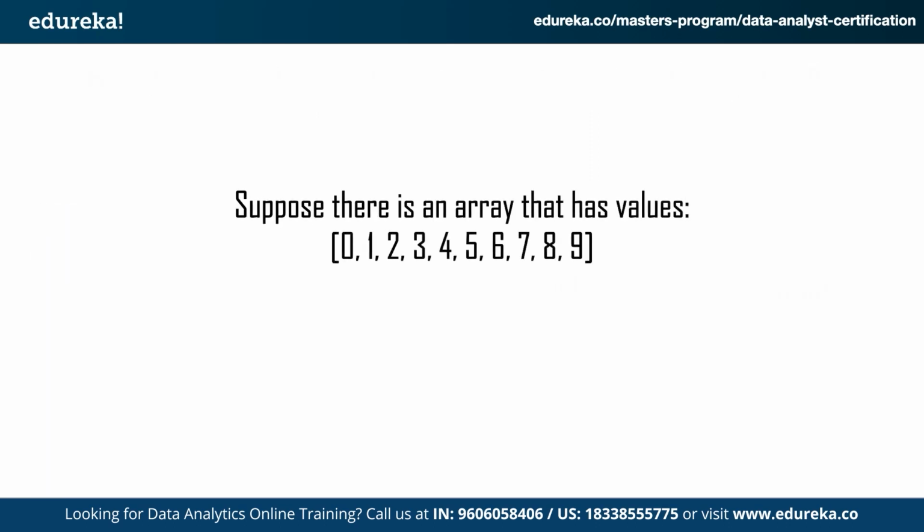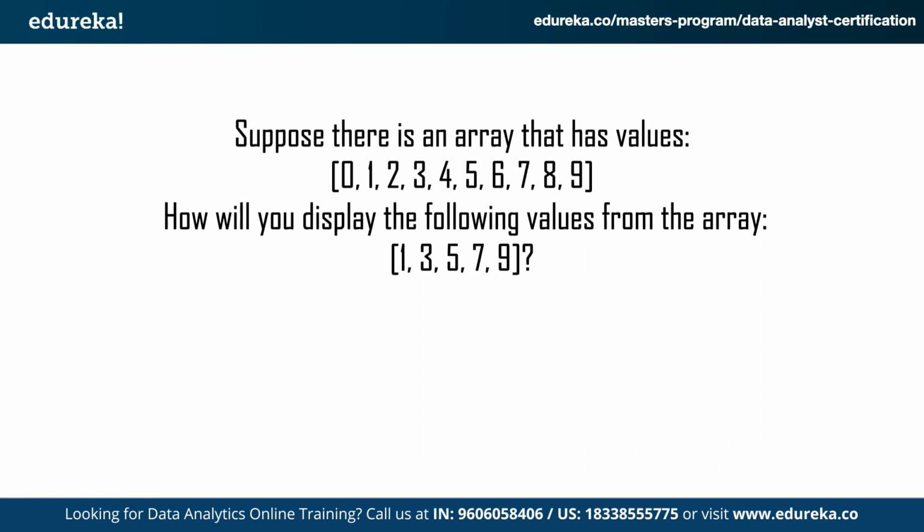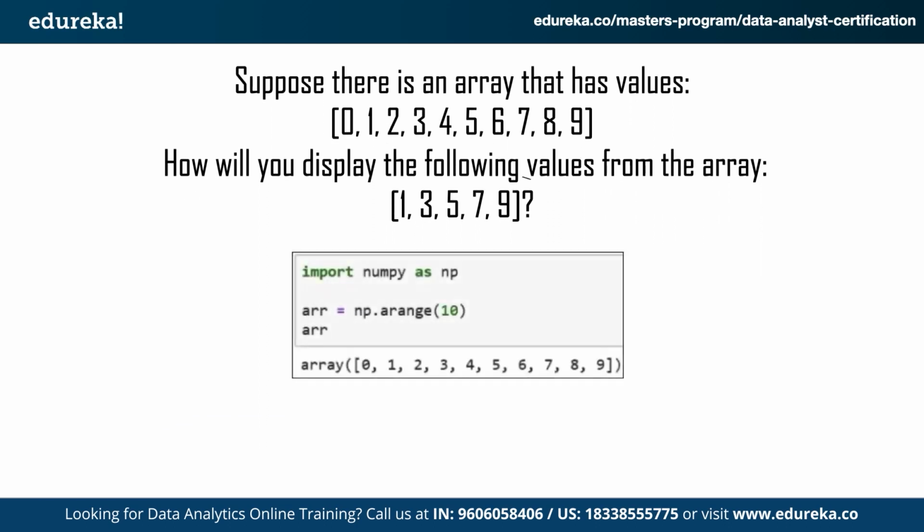Suppose there is an array that has values 0, 1, 2, 3, 4, 5, 6, 7, 8, 9. How will you display the following values from the array? 1, 3, 5, 7, 9. Now if we observe the values that need to be extracted, we can see that all of those numbers are just odd numbers, right? So this question again refers to some of the basics of programming.